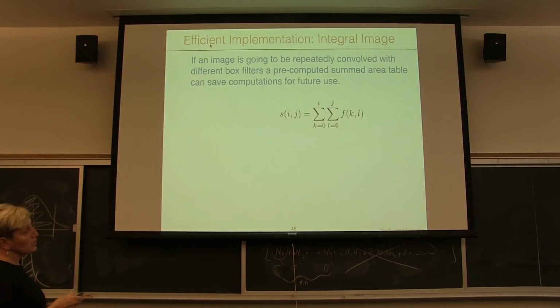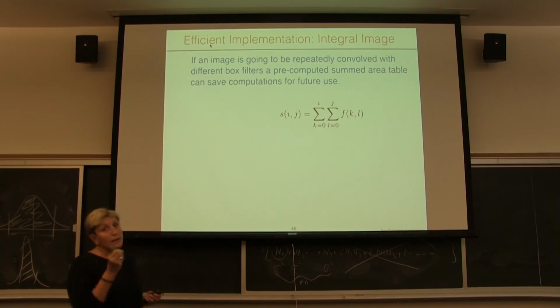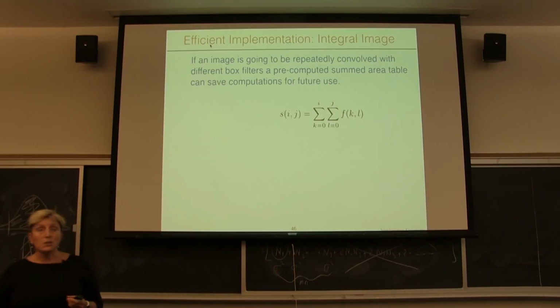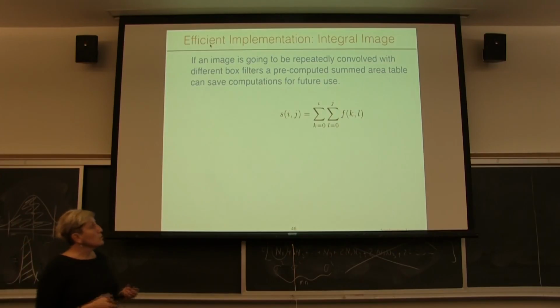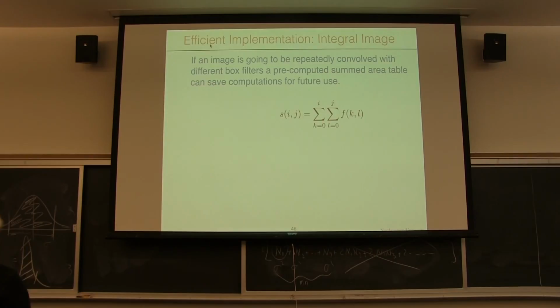So this is the equation. It says that F is the name of my image, and k and l are indices that move me along the image. I'm going to create a new image that I'll call S, that at location ij will have the sum of the upper left pixels in my image up to ij. Clear?